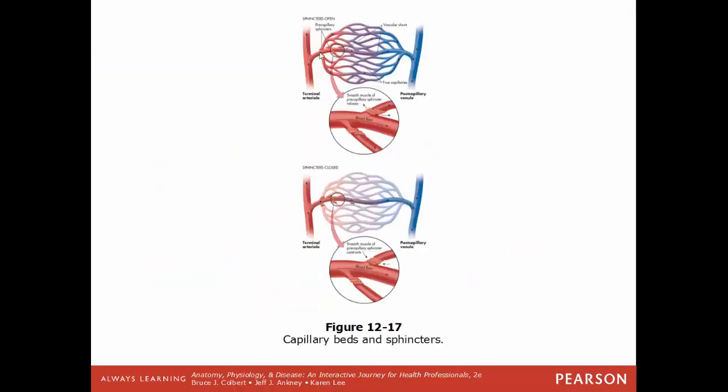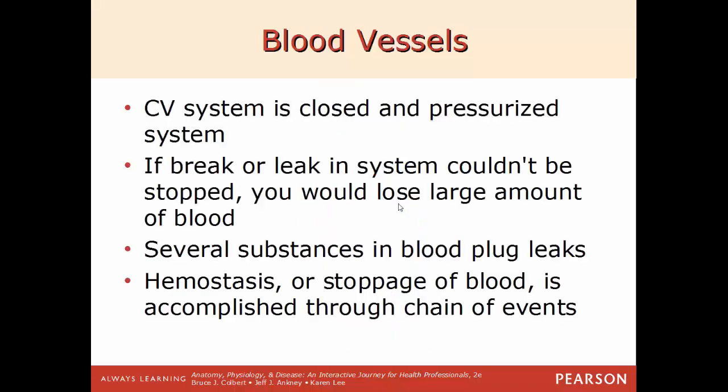For example, in the image here on top, the precapillary sphincters are open, so blood is allowed to flow through, then onto the postcapillary venule. If the precapillary sphincters are closed, blood will not go through the capillary beds, but travel directly through the vascular shunt. Now, the cardiovascular system is a closed and pressurized system.